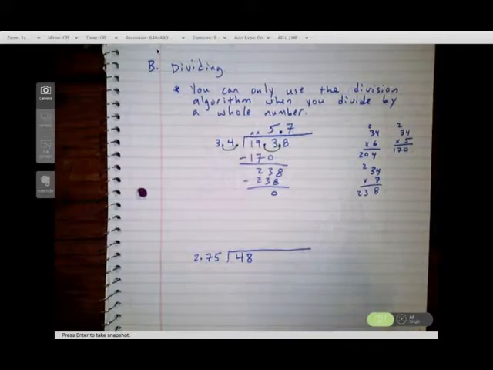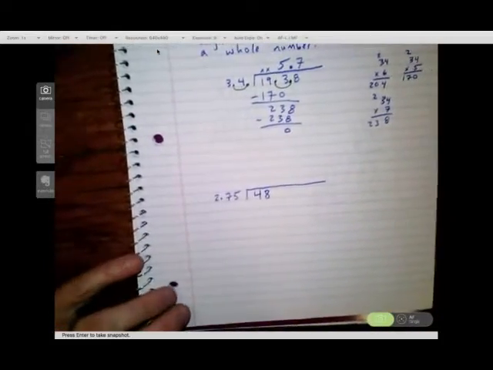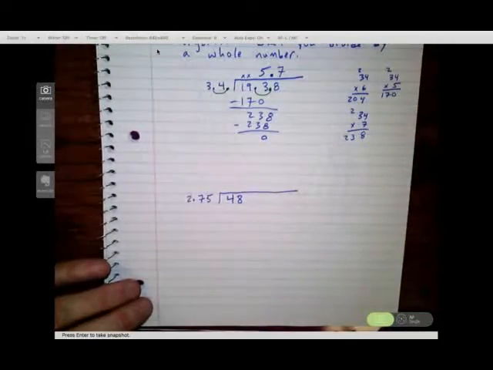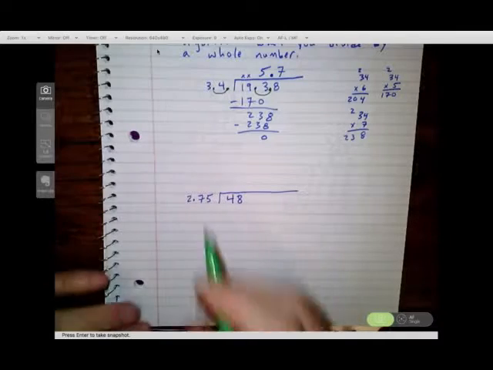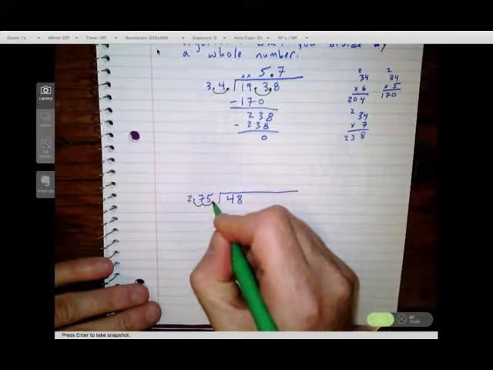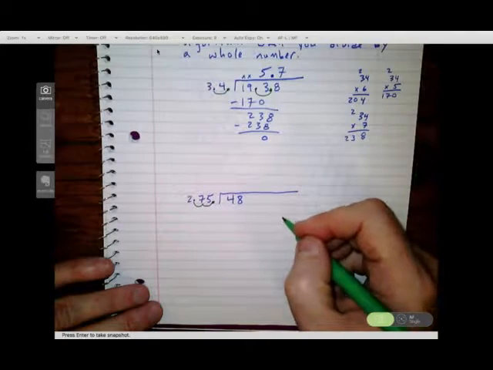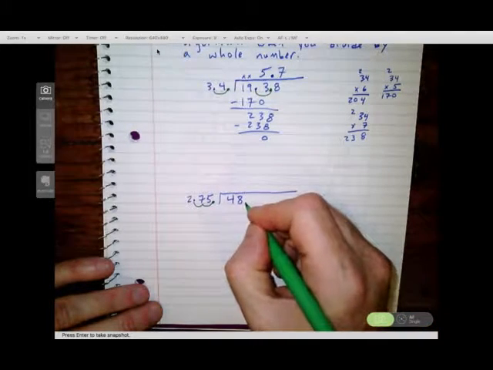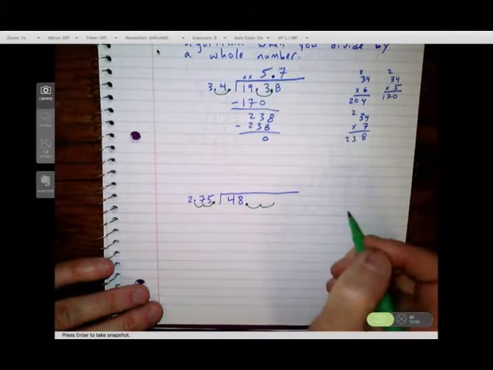Okay, let's look at one more. 2.75 divided into 48. So 48 divided by 2.75. So again, I need to divide only by a whole number, so I'm going to move the decimal 2 places here to make it 275. So where's the decimal with the 48? Well, it's a whole number, so the decimal's at the end. I moved it 2 places here, I have to move it 2 places there.